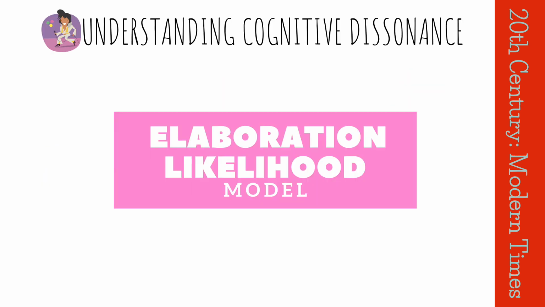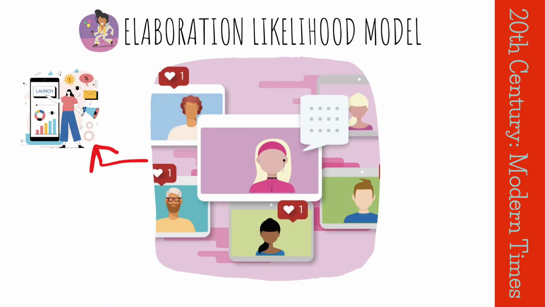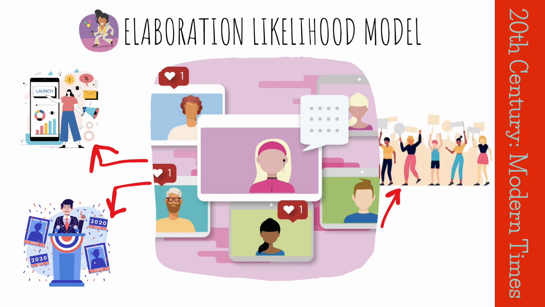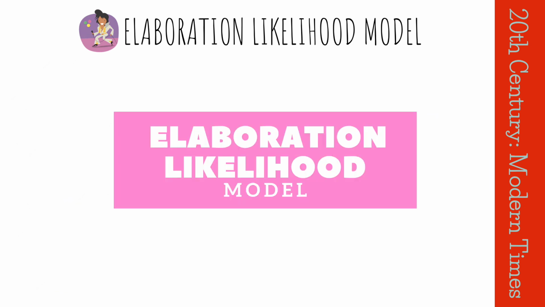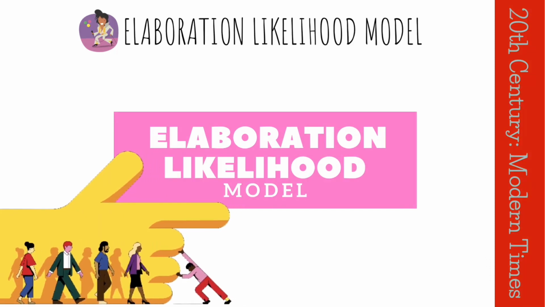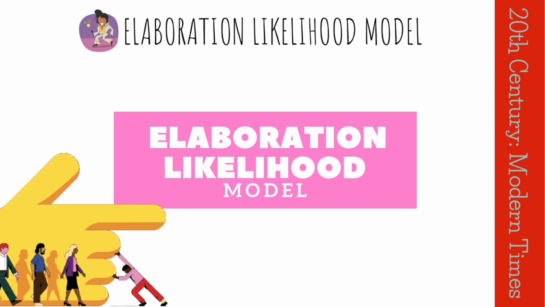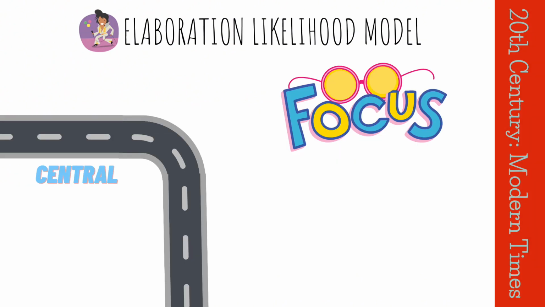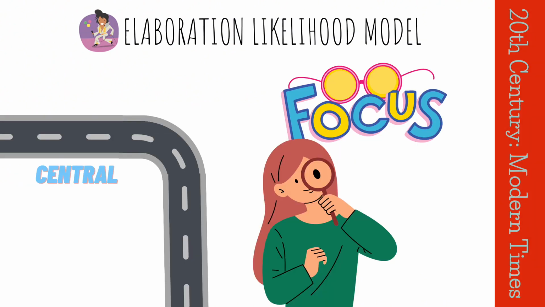The ELM has been used to explain a variety of persuasion phenomena, such as the effects of advertising, political campaigns, and social movements. The ELM can also be used to help people to become more resistant to persuasion. For example, if you are trying to resist persuasion, you can focus on the central route by carefully considering the arguments in a message. You can also try to identify the cognitive shortcuts that are being used in the message and to avoid being influenced by them.